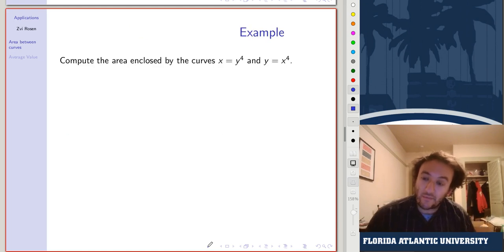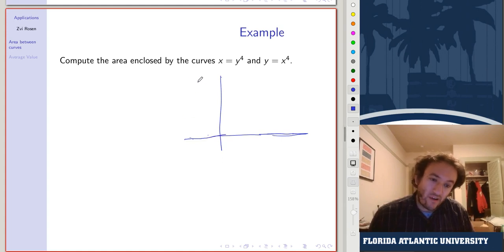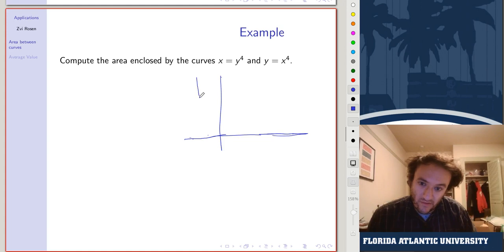Okay, so let's look at this example. Compute the area enclosed by the curves x equals y to the fourth and y equals x to the fourth. So x equals y to the fourth. The simpler one, or the more intuitive one for us probably, is y equals x to the fourth. So that looks like a parabola, but it goes up a little. It starts a little bit flatter, and then it goes up a little more sharply. So we'll have something like this.